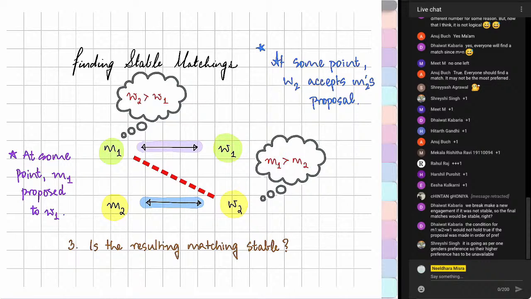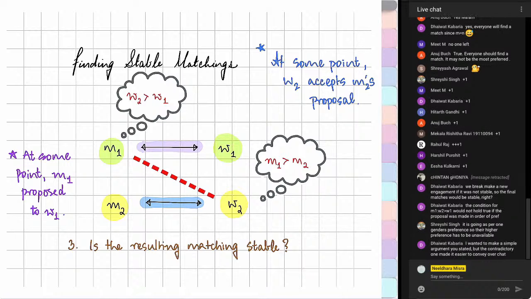Yeah, Shreyasi is saying it is going as per one's gender preferences, so that their highest preference has to be unavailable. That is true. The only reason M1 had to go to W1 was because his higher preference W2 was unavailable, and W2 better be unavailable for a good reason, and the good reason should be that the person that she is currently engaged with is better than M1. So it cannot be the case that she actually likes M1 better than M2, right?